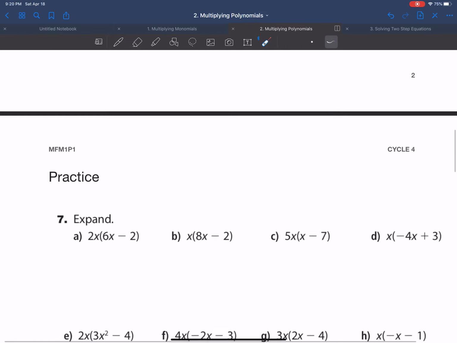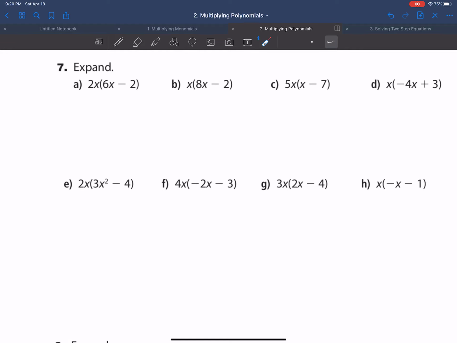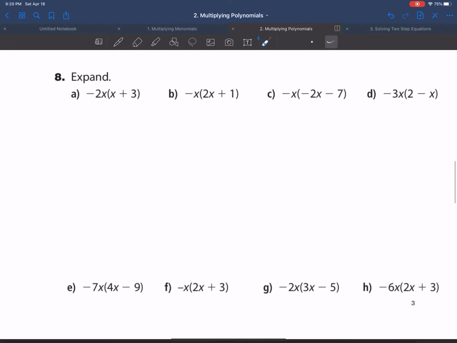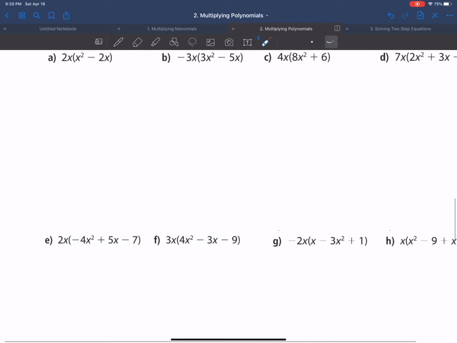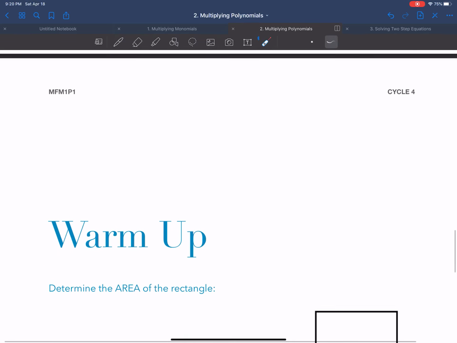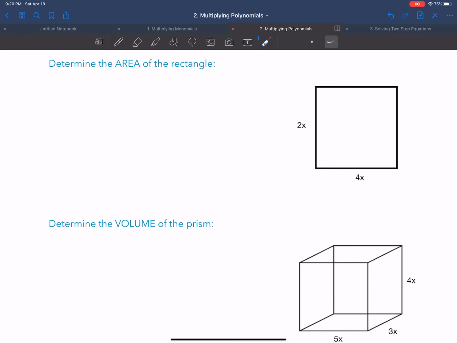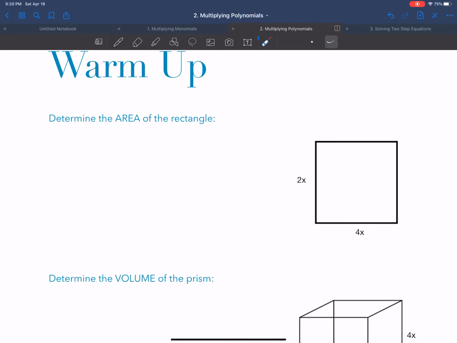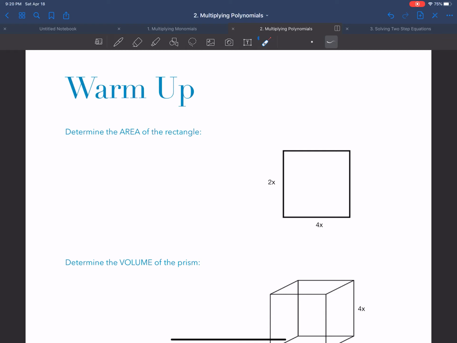Okay, now we have lots of practice questions again down here. I will, just like always, put up the solutions as soon as I can. Oh, there's a warm-up I didn't do. Well, we can just do it now. So it's similar to the warm-up we did in the previous lesson.